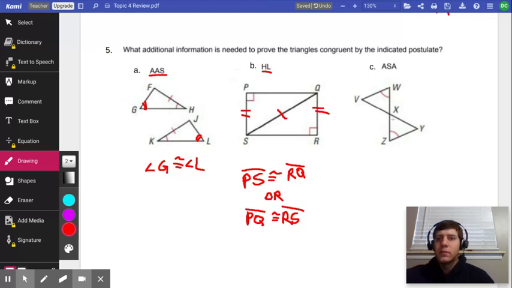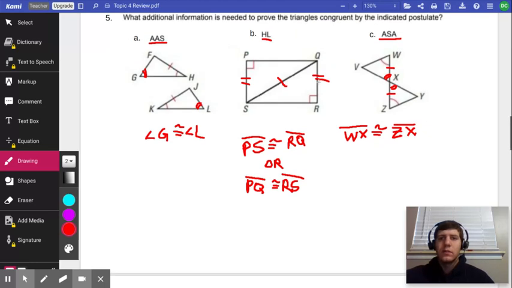Okay, C here, we can fill in vertical angles. We know vertical angles are congruent 100% of the time. Okay, they want us to use angle side angle. We have two pair of angles that are congruent then. So they would have to give us a pair of sides that were congruent. And that pair of sides would have to be between the two angles. It'd have to be the included side. So that's going to have to be WX and ZX. So they would have to tell us that segment WX is congruent to segment ZX. Okay, so that's the additional information problems.